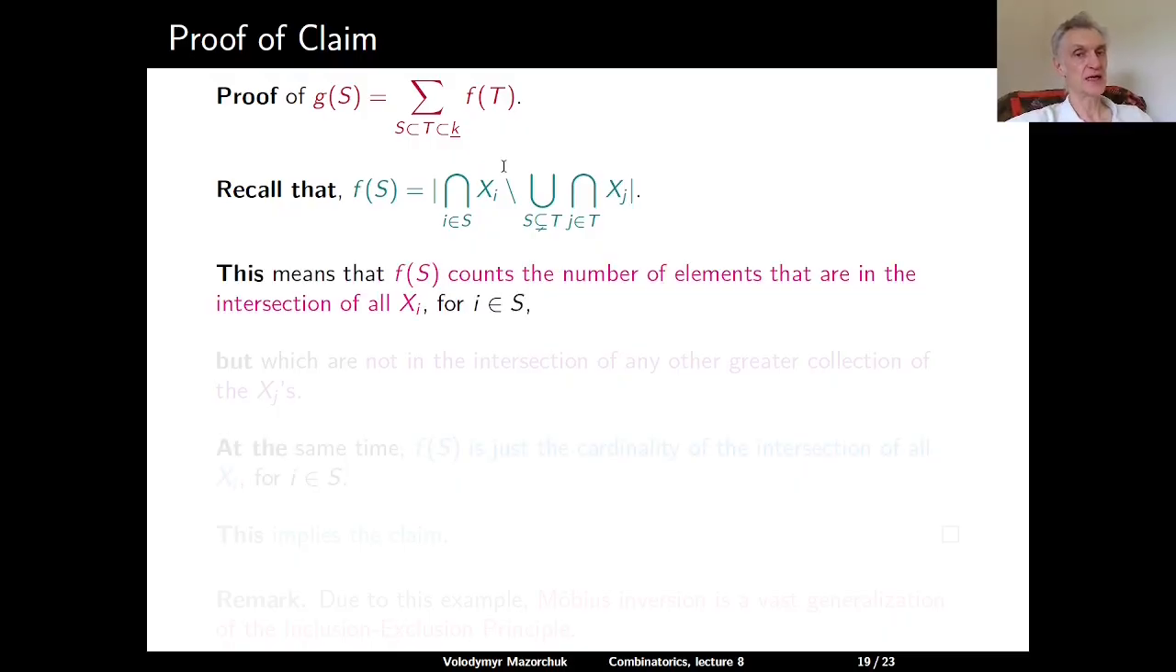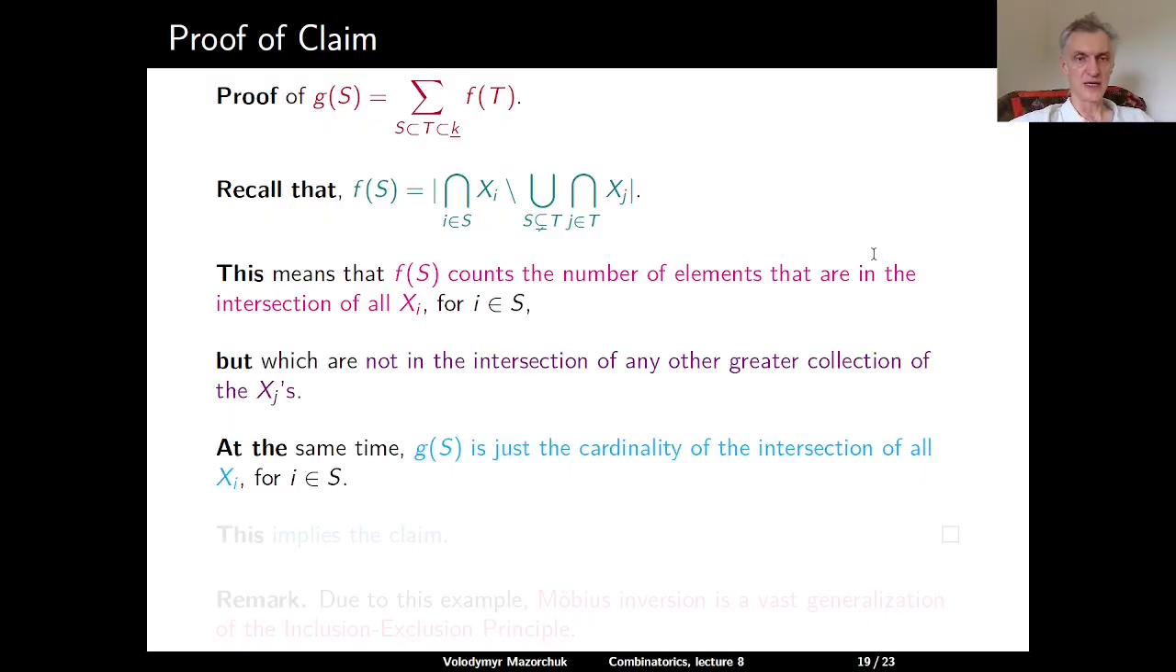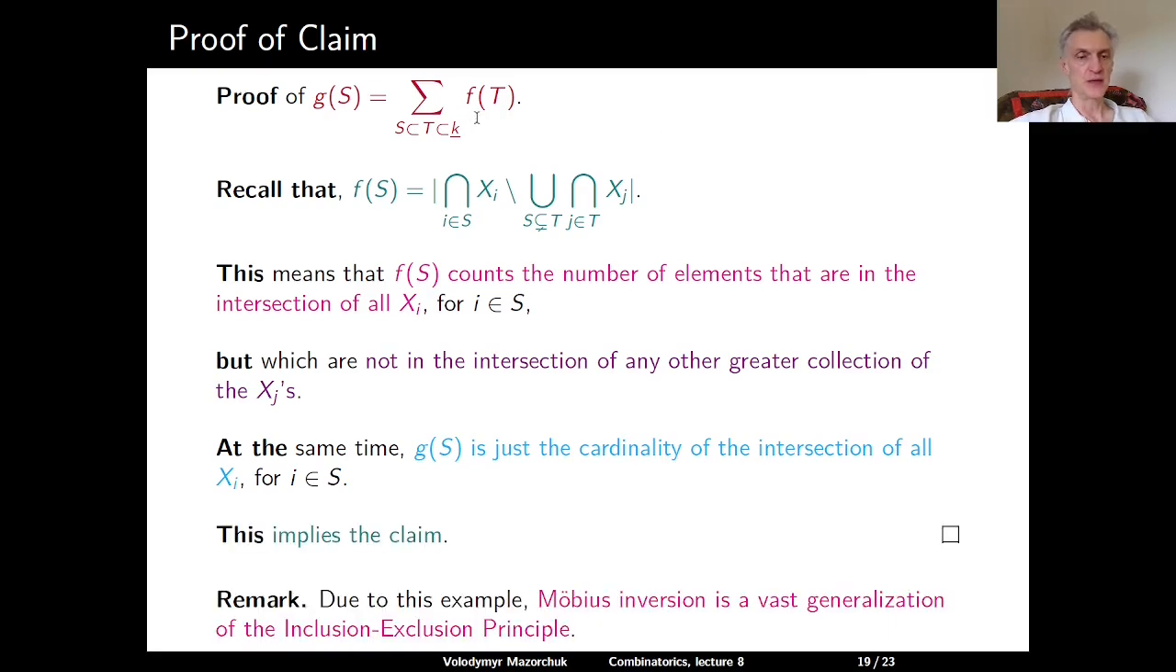But this means that F of S counts exactly the elements which belong to the intersection of all xi's, but not to any intersection of bigger number of xj's. At the same time, the value G of S is just the cardinality of the intersection of all xi's, where i is in S. And then this immediately gives us the formula which we want to prove. So as we see, the inclusion-exclusion principle is a consequence of the Möbius inversion formula applied to the Boolean of a set. So because of this, one can say that Möbius inversion is a very vast generalization of the inclusion-exclusion principle.